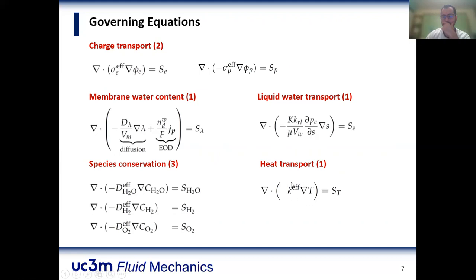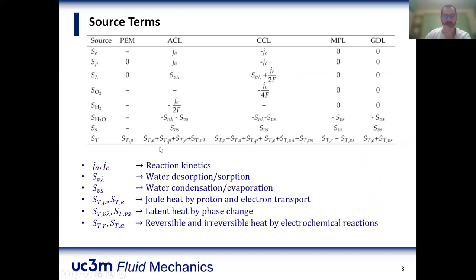For heat transport, we consider only conduction. Okay, so it is the dominant flux or contribution there. So we put that part, the conduction. And then we have many source terms in the model. As usual in fuel cell models, we have those for reaction kinetics. Then we have water desorption and sorption in the catalyst layers. Then we have water condensation and evaporation.